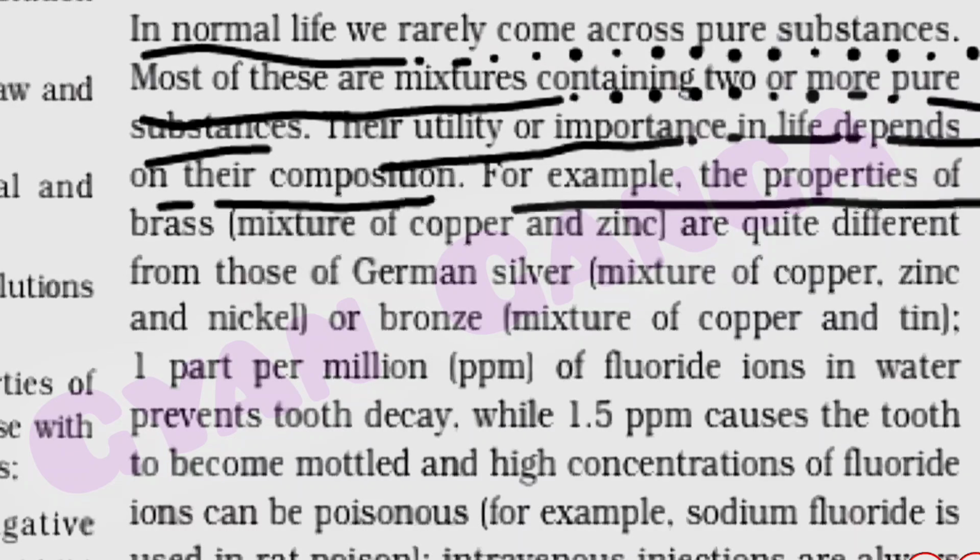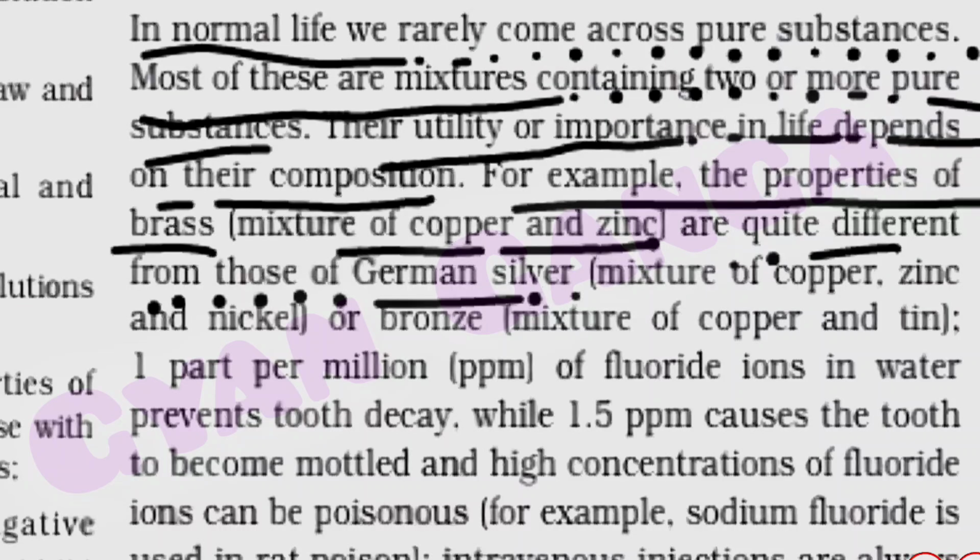For example, the properties of brass, a mixture of copper and zinc, are quite different from those of German silver, a mixture of copper, zinc, and nickel. Bronze is a mixture of copper and tin.